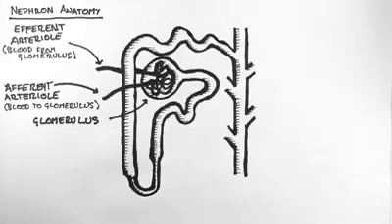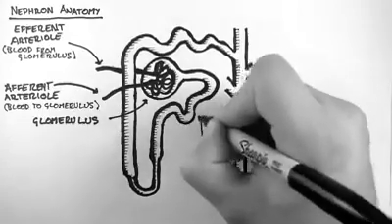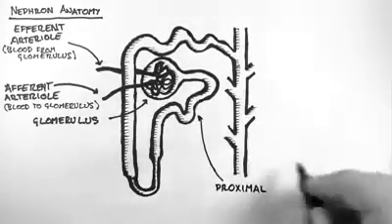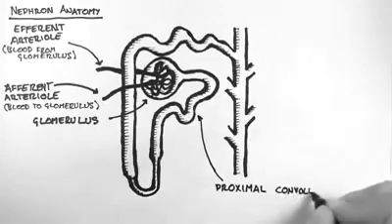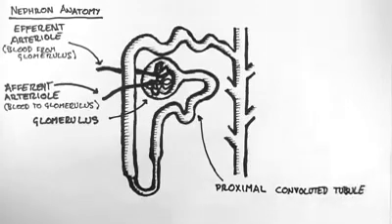efferent. Now the filtrate, which will eventually become urine, needs things taken out of it and also needs things put into it. To do this, it travels along this series of tubes. The first part is the proximal convoluted tubule, which is often referred to as just the proximal tubule.